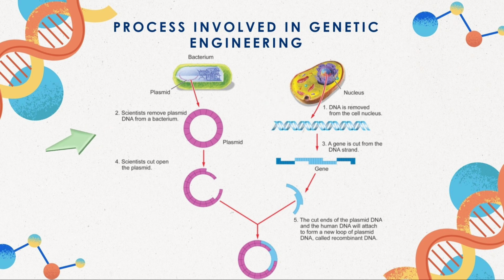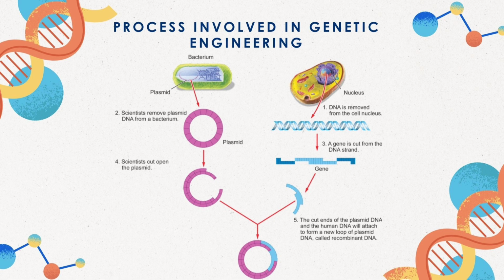So, the second one is called plasmid isolation. Scientists remove plasmid DNA from a bacterium. Plasmids are small circular DNA molecules found in bacteria. We also see the circle, that is the plasmid removed from the bacterium.